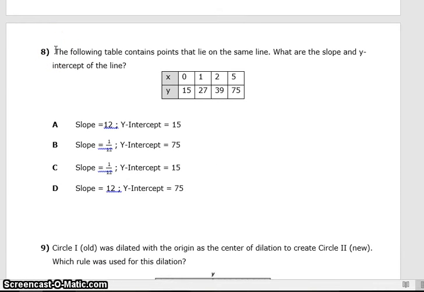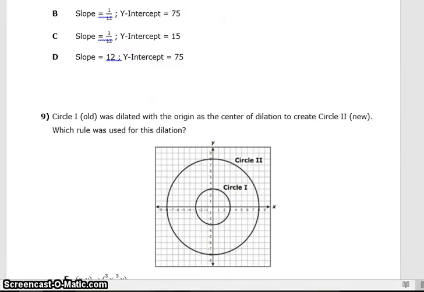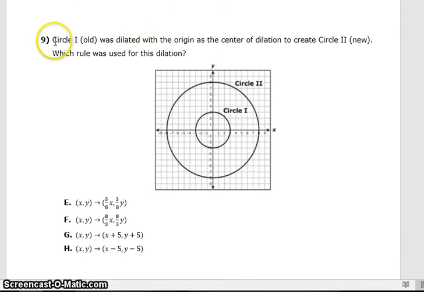Number 8. The following table contains points that lie on the same line. What are the slope and y-intercept of this table? Number 9. Circle 1 is the old, was dilated with the origin as the center of dilation to create circle 2, the new one. Which rule is used for this dilation? Old and new. Which of these rules goes with that?